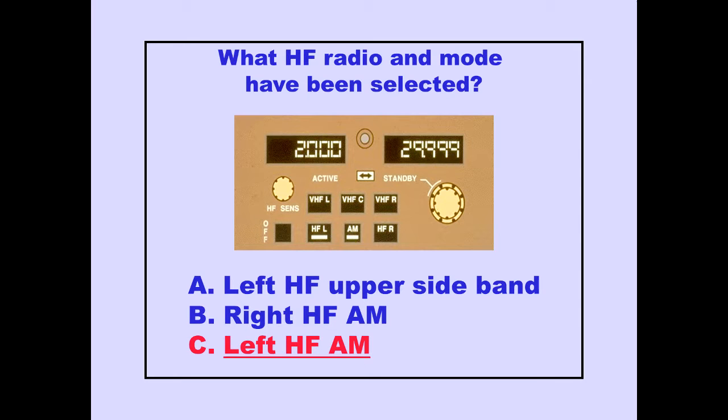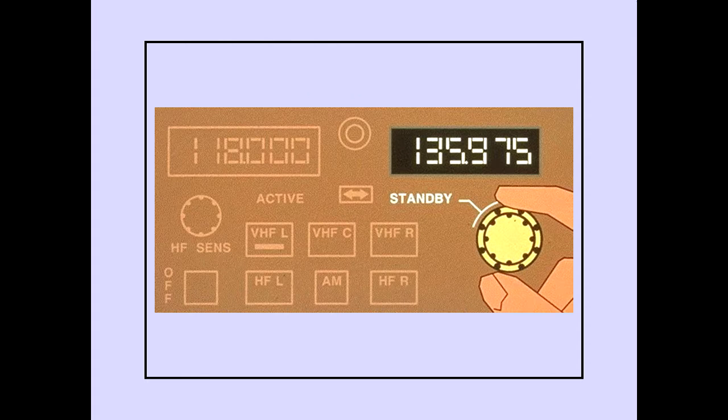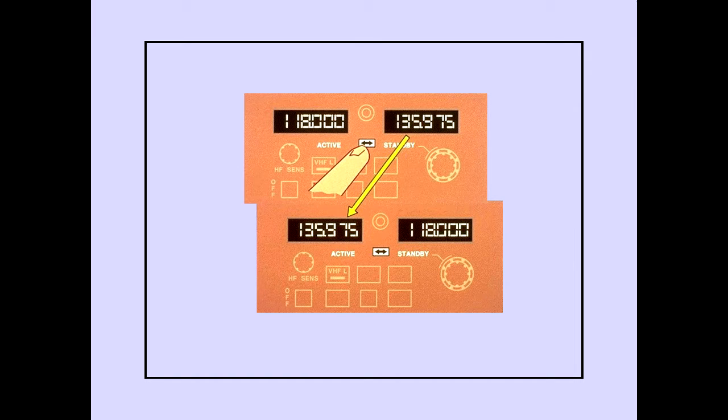Answer C is correct. The frequency selectors are used to select the VHF or HF frequency. Rotating the selector changes the standby frequency. Pushing the frequency transfer switch transfers the standby frequency to the active frequency, and the active to the standby frequency.